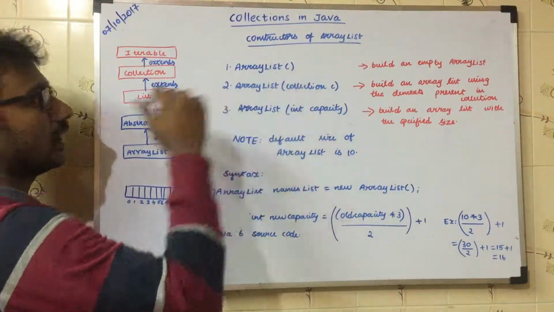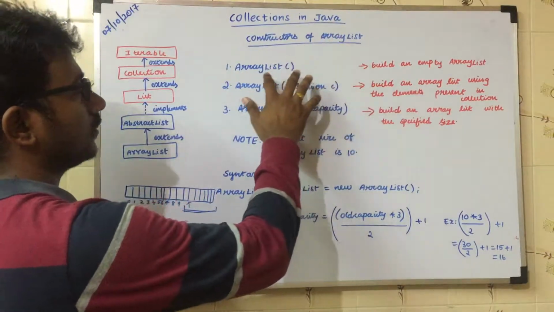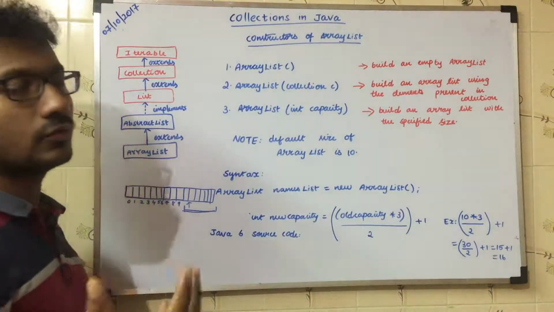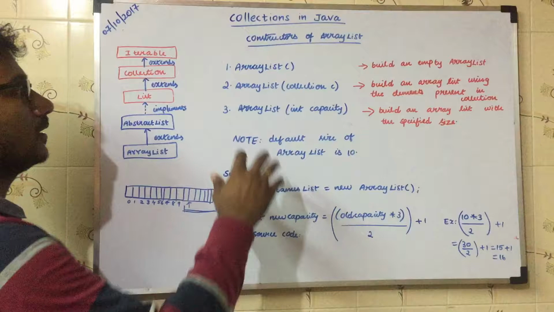The first one is the empty ArrayList. So using this empty constructor you could create an object, but the object would be an empty object. There won't be any elements in that object.